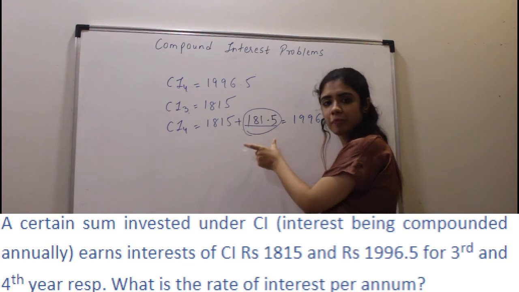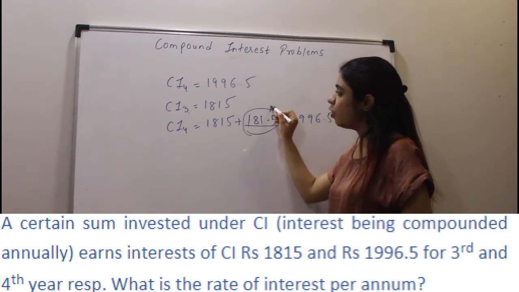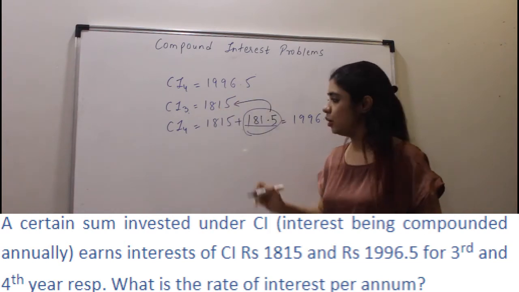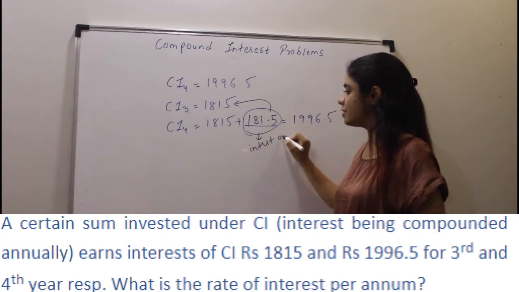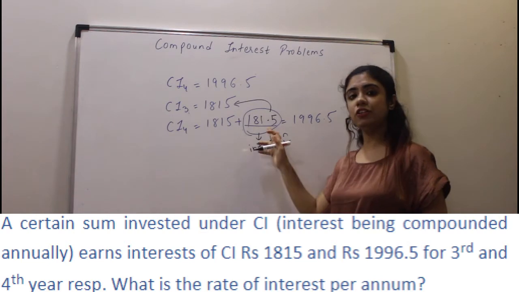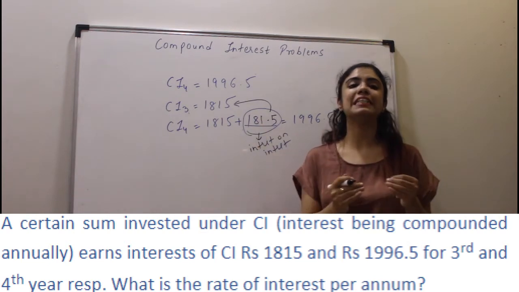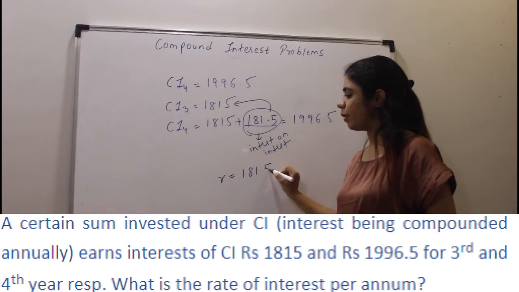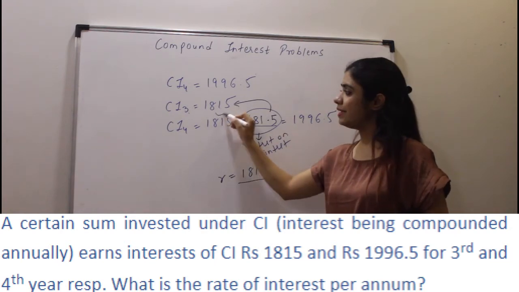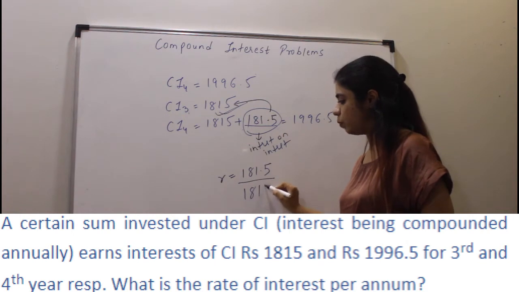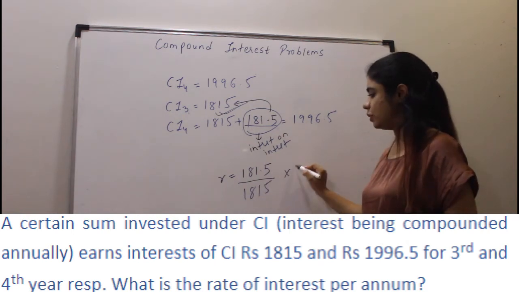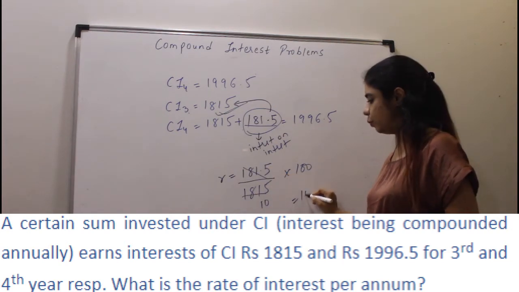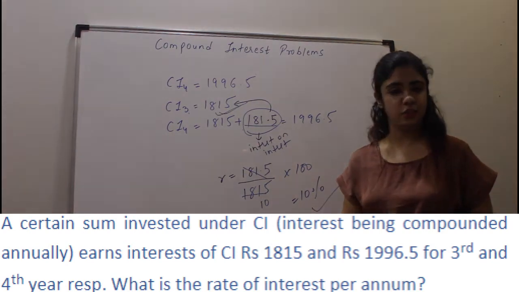Now what is this extra money? This is the interest I get on last year's interest. This interest I get on last year's interest. So this is nothing but your interest on interest. Now the question is, what is the rate of interest? Very simple question. Look, I am getting 181.5 on what? On last year's interest, on 1815. I want the rate, so into 100. So 100 upon 10 will give you 10%. So 10% is your rate of interest.